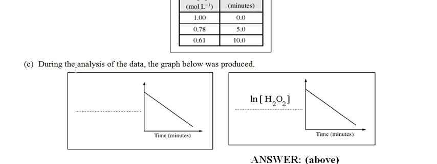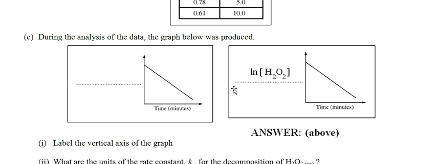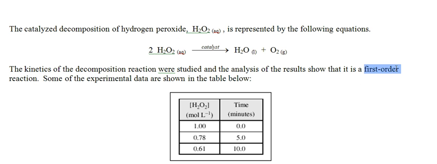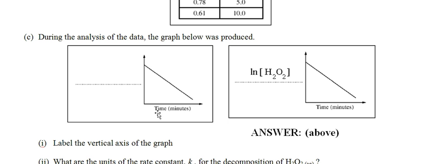Part C says, during the analysis of the data, the graph below was produced. Now, if we're going to get a negative slope, the question's asking us first to label the vertical axis. So we want to know, what is this axis supposed to be? You know it's a first-order reactant. You have time on the bottom. The only way we're going to generate a negative slope is if we take the natural log of the concentration of our first-order reactant. That's why we have a straight line.